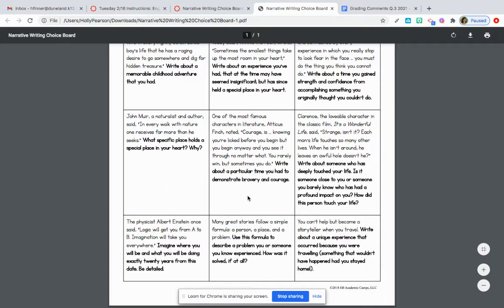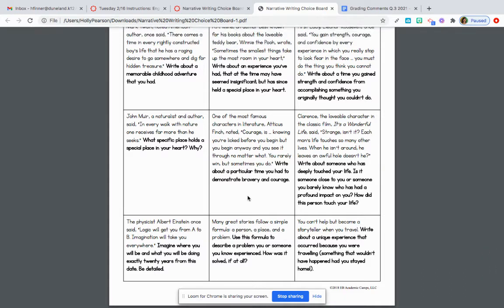Next, one of the most famous characters in literature, Atticus Finch from To Kill a Mockingbird, noted, courage is knowing you're licked before you begin, but you begin anyway, and you see it through no matter what. You rarely win, but sometimes you do. If you choose this option, you're going to write about a particular time you had to demonstrate bravery and courage.